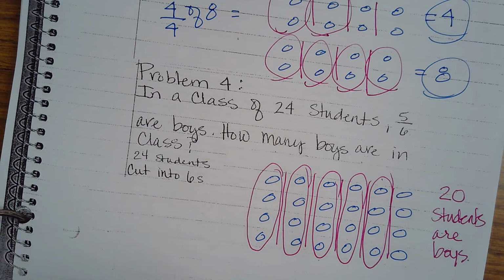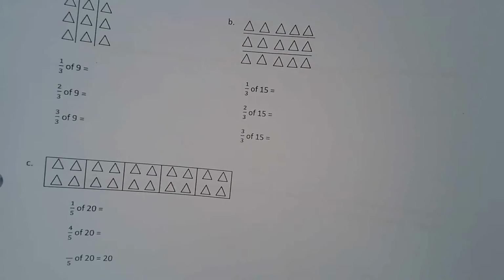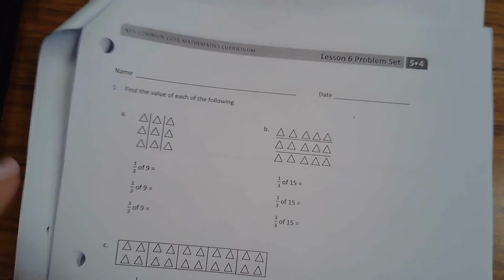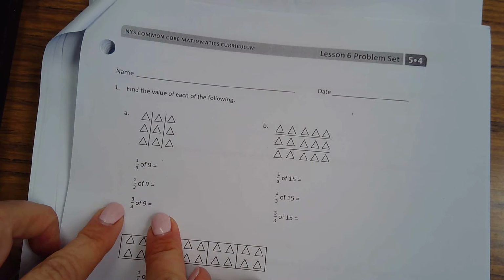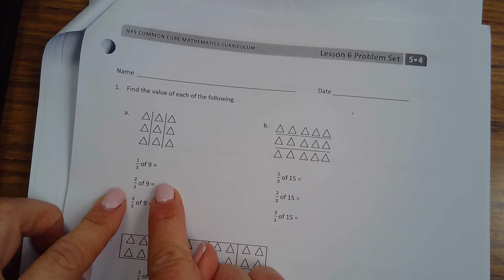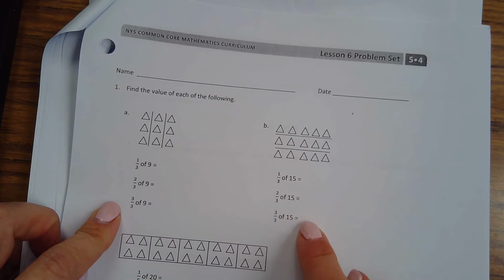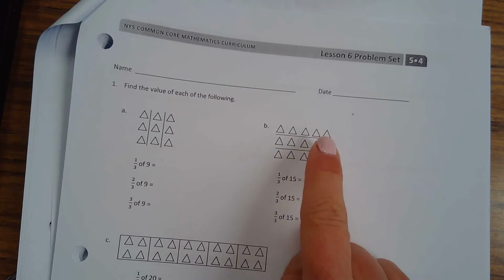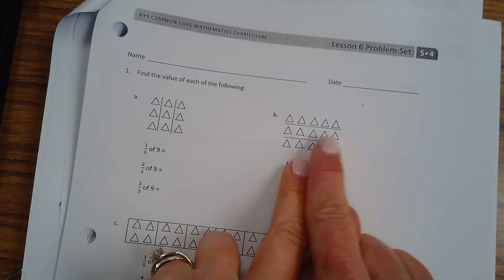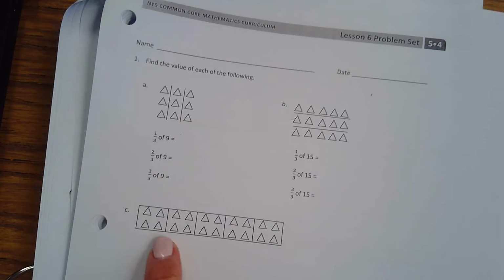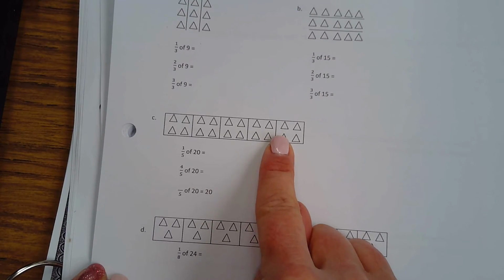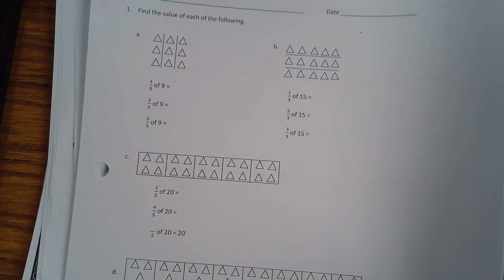All right, that's going to do it for our concept development for module 4, lesson 6. Now, you are going to go onto your problem set. And in your problem set, you're doing exactly what we just did. Here, what's 1/3, 2/3, 3/3. See how this is cut vertically, this is cut horizontally. This is cut up into boxes.